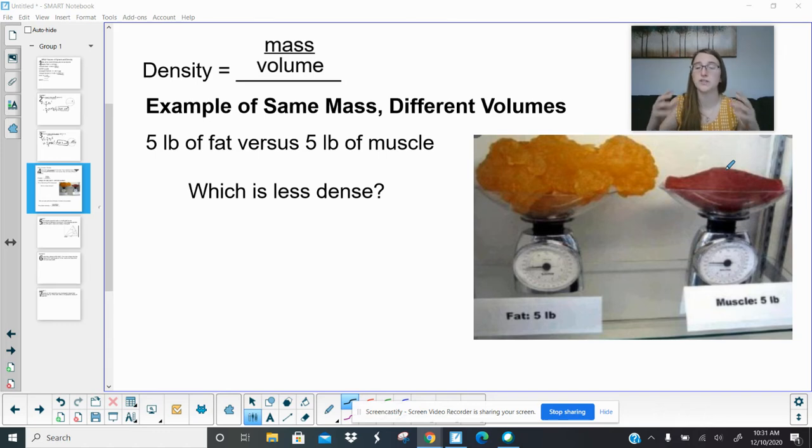Again, volume is a measurement of space. This is why people who weigh 200 pounds and are even the same height can look very different, because fat takes up more space than muscle does. You can weigh the exact same amount but look leaner because you have more muscle.